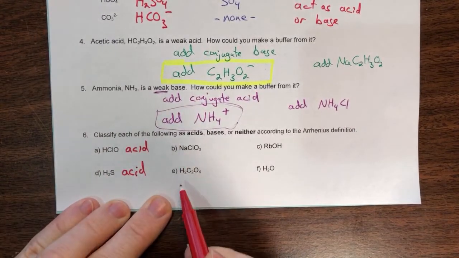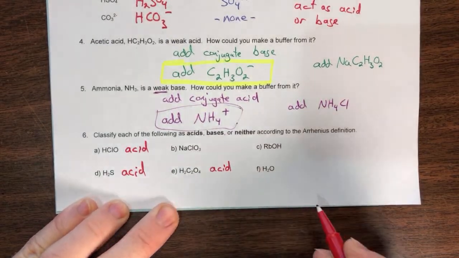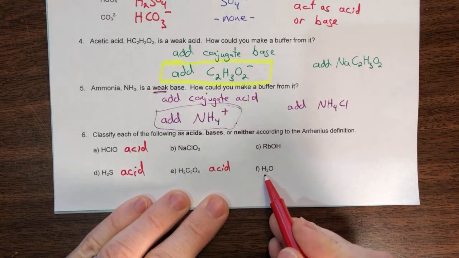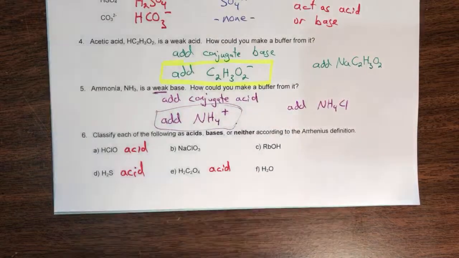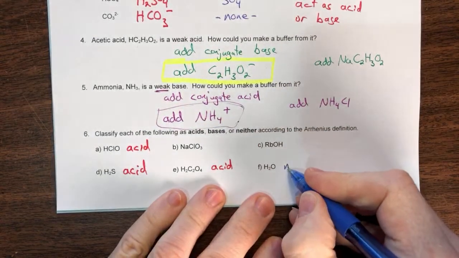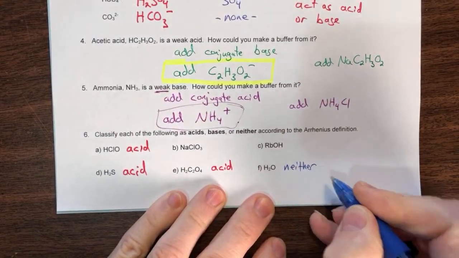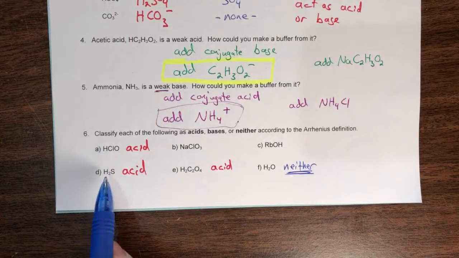This first thing's not an H. This first thing is an H, so this is an acid. And this first thing is an H, so you're thinking, oh, this must be an acid too, but it's not, because we know that H2O is just water. So this is going to be neither. All right? So we look at that first thing and see if there's an H in front.